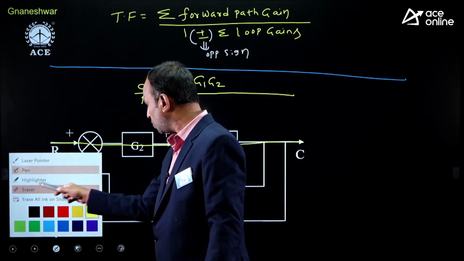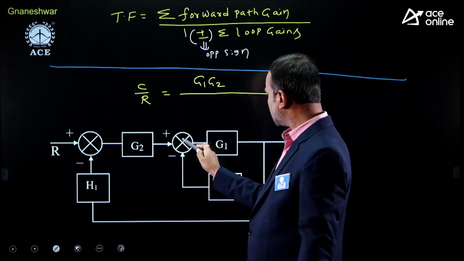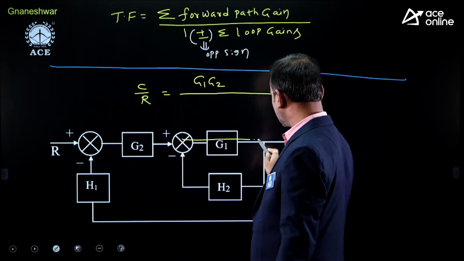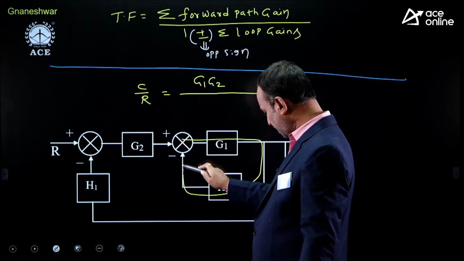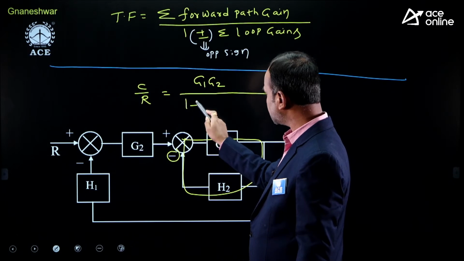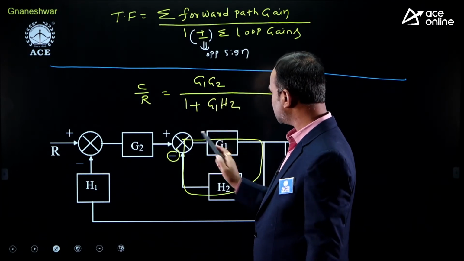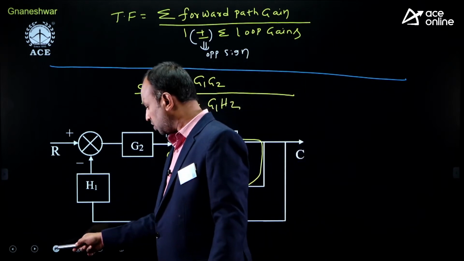Then we have to go for the loops. Loops means how to select the loops here: the starting point and ending point are the same, so this is a loop. But while writing the loop, this sign is there, so you have to take the opposite sign. 1 plus G1 H2 - the opposite sign of this minus, G1 H2.